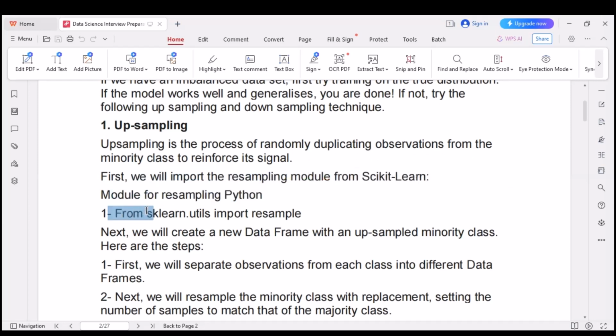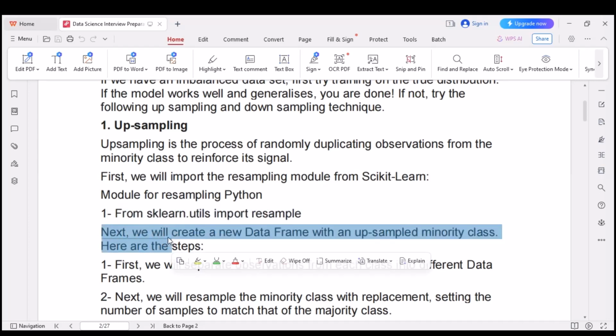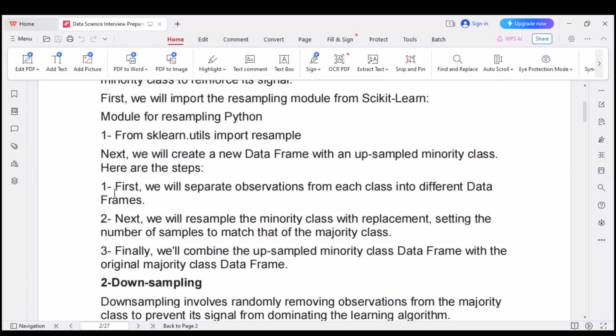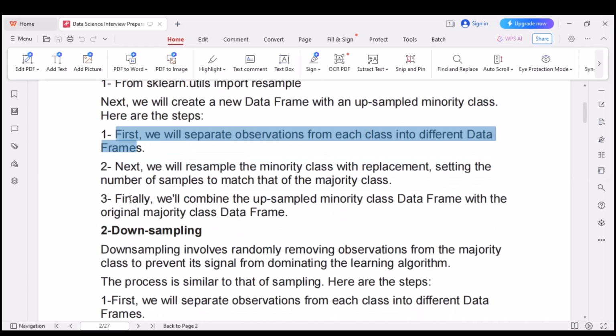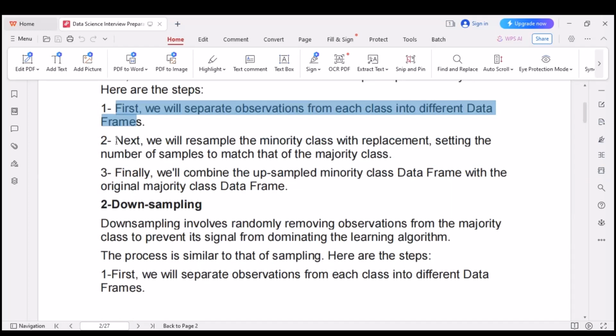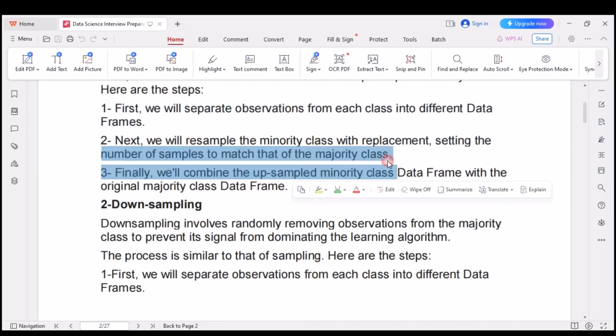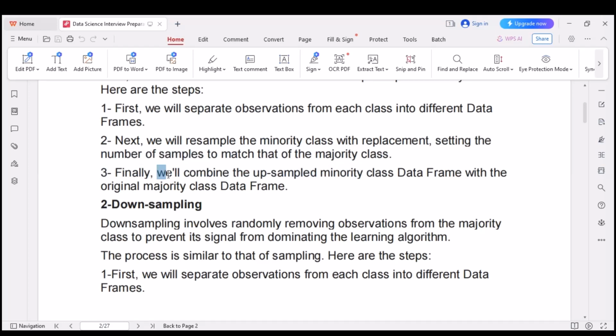We have from sklearn.utils import resample. Next, we create a data frame and upsample the minority classes. Here are the steps. First, we separate the observations from each class into different data frames. Next, we resample the minority classes with replacement, setting the number of samples to match that of the majority class. Finally, we combine the upsampled minority class data frame with the original majority class data frame.